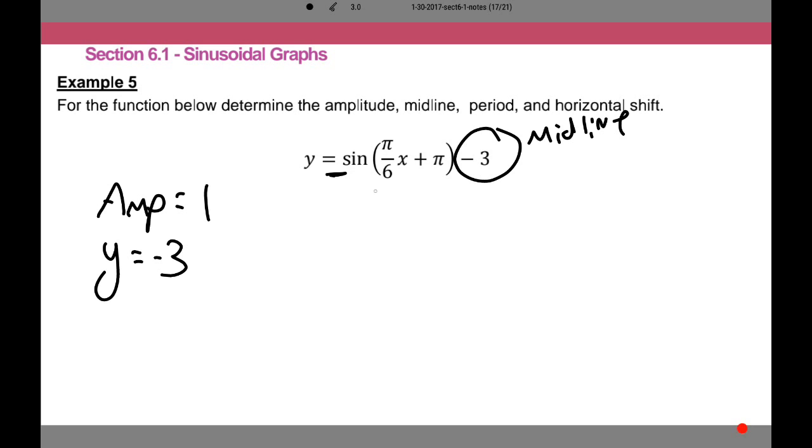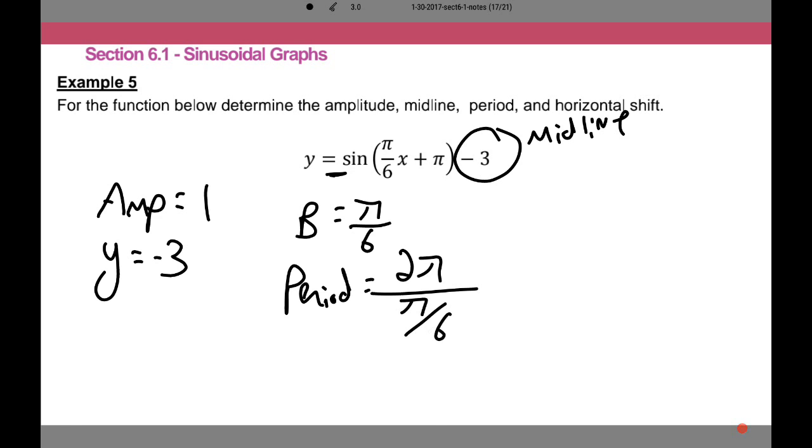In this case, our B value is the number in front of x, which is pi over 6. So our period is going to be 2 pi divided by pi over 6, which ends up being 2 pi times 6 over pi, and our pi's cancel out, and we get 2 times 6, which is 12. So here our period is 12.